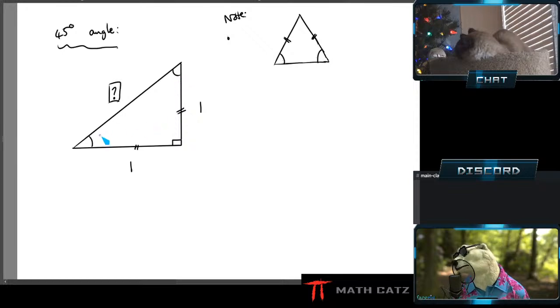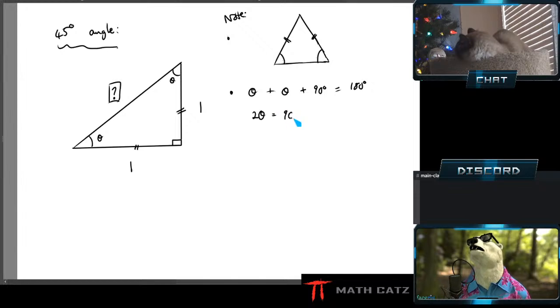If we call it theta, then the angles have to add up to 180 degrees. So theta plus 90 degrees must equal 180 degrees. So 2 times theta equals 90 degrees, because I subtracted 90 on the other side. And theta therefore is 45 degrees, which is why I call this the 45-degree triangle. They're actually both 45 degrees. Okay, so the angles are done.